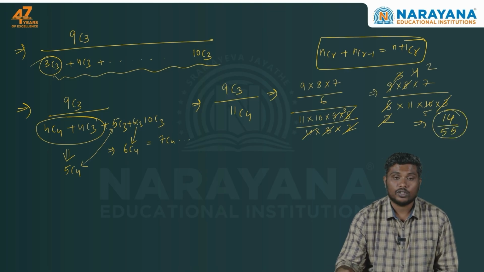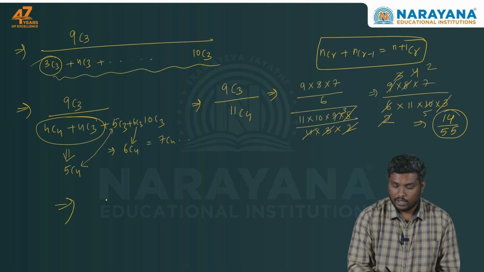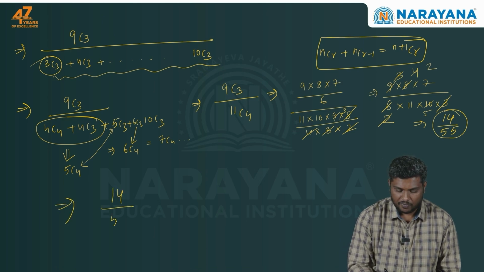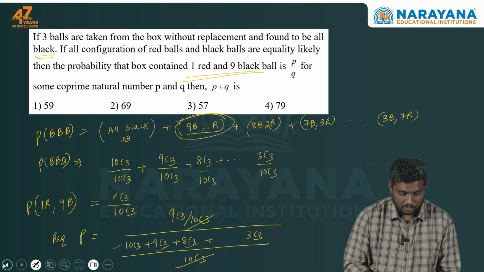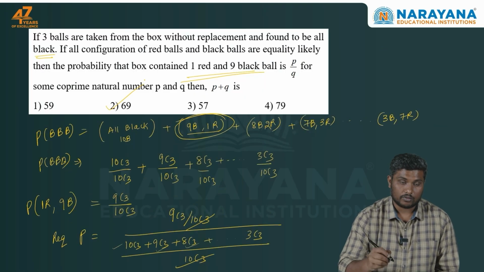As these both are co-primes, what he is asking us to find is, 14 by 55 is the probability. Now we need to find 55 plus 14, which is 69. So this should be the solution of this question from probability.